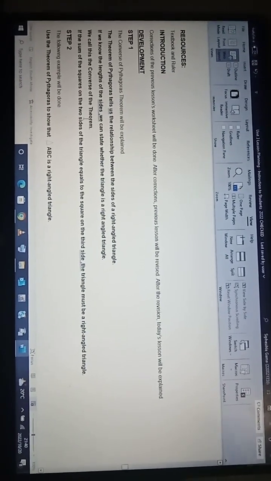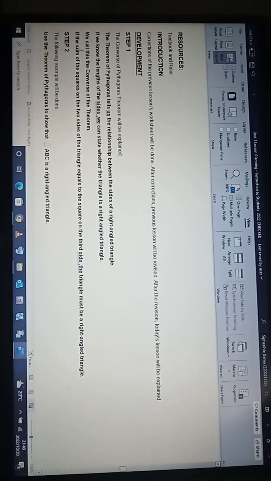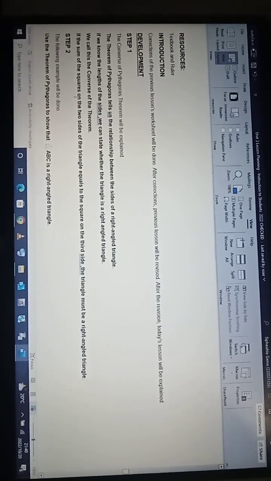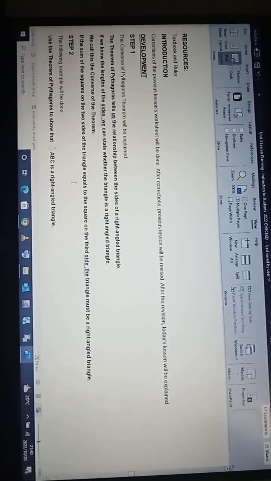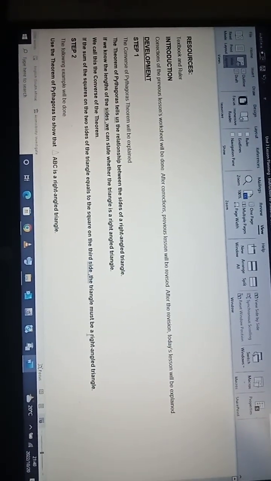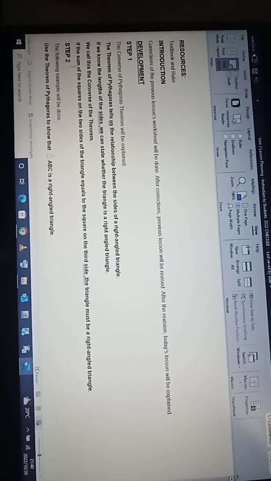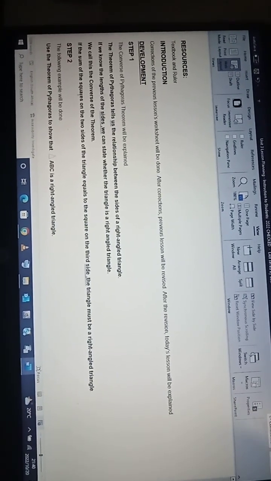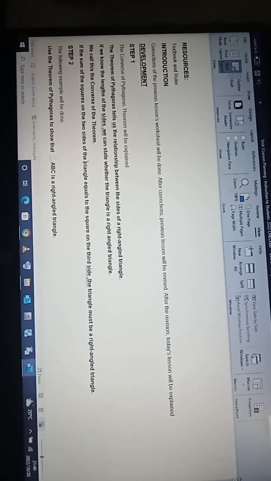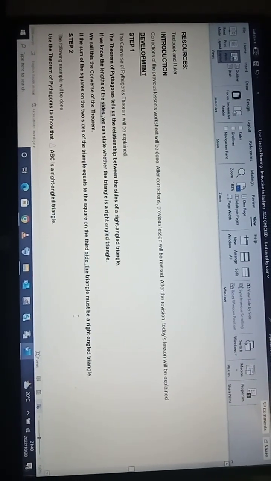So it's the opposite. Now we have the sides, and we have to prove whether it is a right angle triangle or not. If the sum of the squares on the two sides of the triangle equals the square on the third side, the triangle must be a right angle triangle. This is the converse theorem explanation.